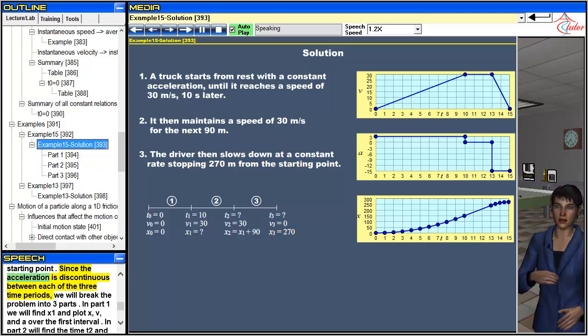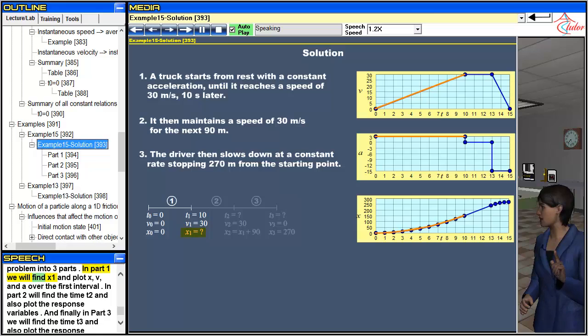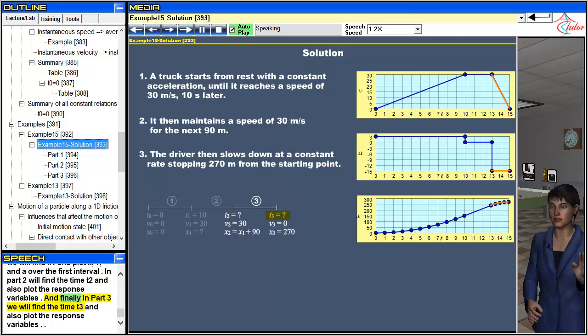Since the acceleration is discontinuous between each of the 3 time periods, we will break the problem into 3 parts. In part 1 we will find x1 and plot x, v, and a over the first interval. In part 2 we'll find the time t2 and also plot the response variables. And finally in part 3 we will find the time t3 and also plot the response variables.